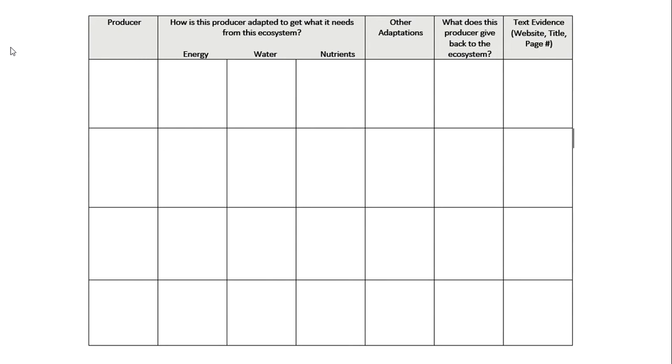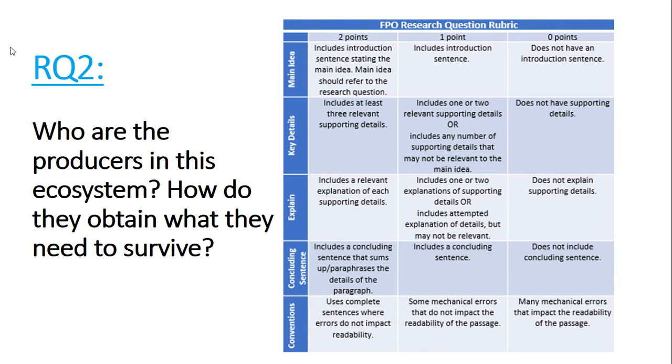So this is the graphic organizer that we use for research question 2. What we're going to be doing is taking the information from that graphic organizer and writing about it based on this question. Who are the producers in this ecosystem? How do they obtain what they need to survive? Now remember, you need an introduction sentence. And if you notice from your writing, I'm looking for you to really give me the main idea and introduce information that you're going to be talking about through the rest of these paragraphs.